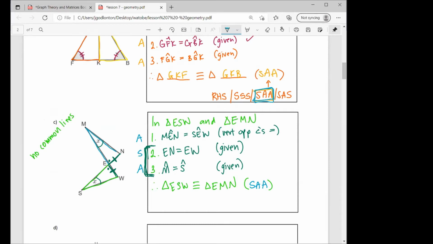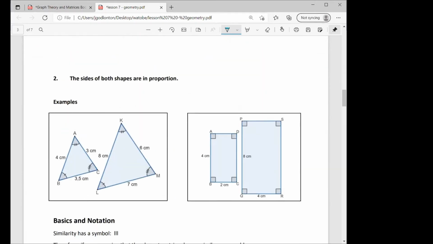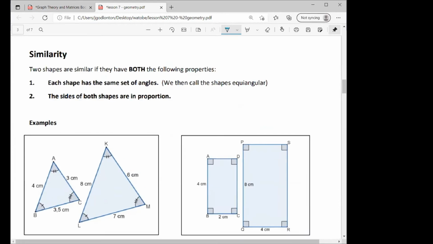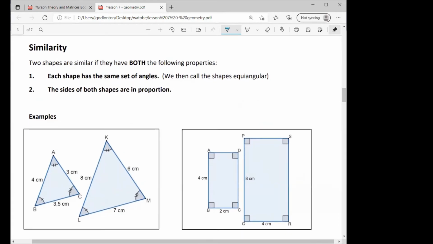Okay, so similarity is if shapes are similar to each other. When shapes are congruent, which is what we have been doing, that means they are exactly the same, so they are copies of each other. Similarity means that all of the angles inside the shape are the same as each other, but they can be bigger or smaller. And as they increase or decrease, they stay in proportion.